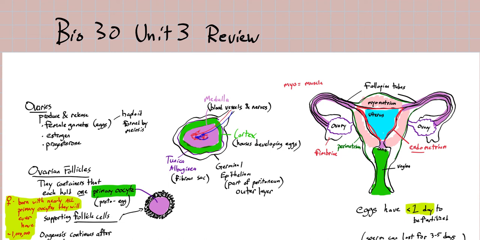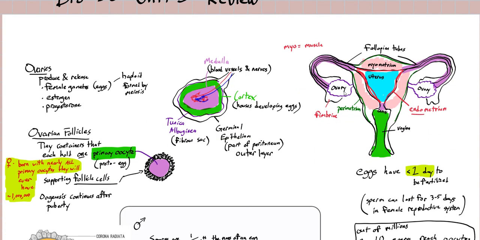Hello, this is a review for the third unit, the reproductive system for Biology 30. There's a lot of structures and a lot of hormones to remember in this unit. We'll go over a few of them and ask some questions. This might be a bit longer than previous reviews, but as you know, there's lots to go over.